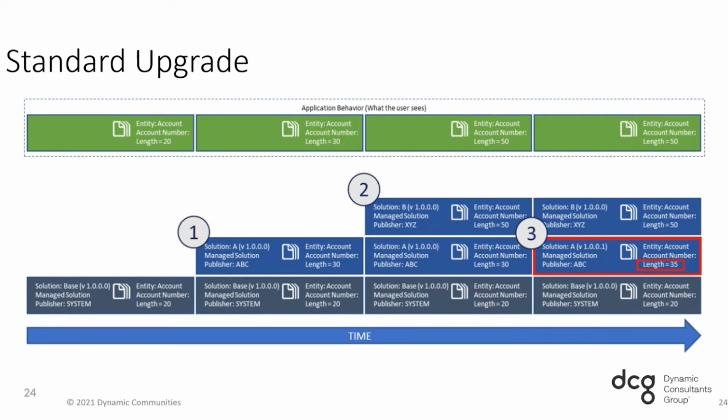Now I want to do an update to solution A to make account number length 35. So here is that update highlighted in red. 1.0.0.1 has the length of 35. But the problem is solution B is still there with length of 50, so the user still only sees length of 50. But we see how the upgrade, when I imported it, replaced what I had.